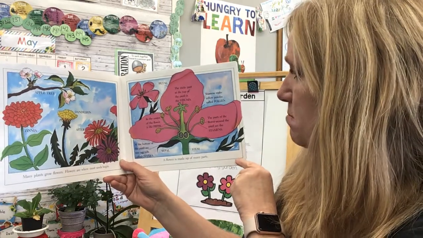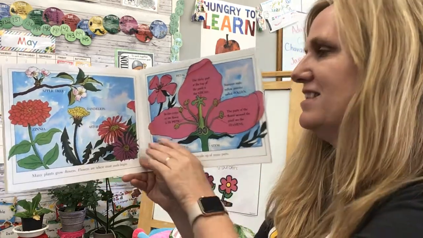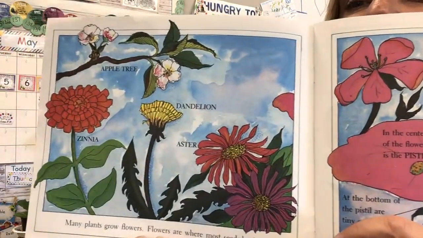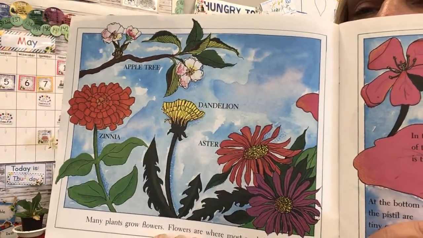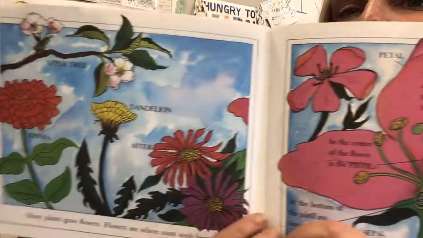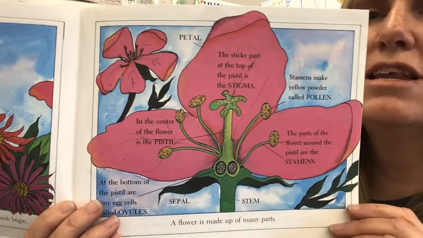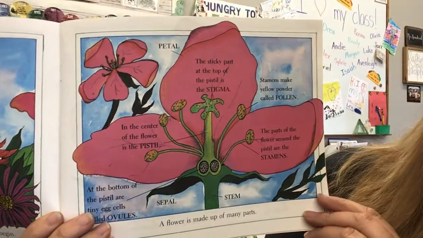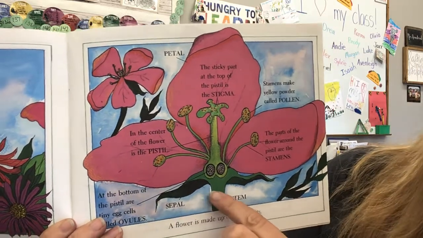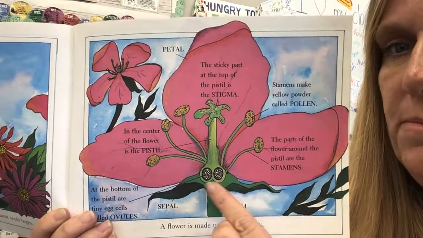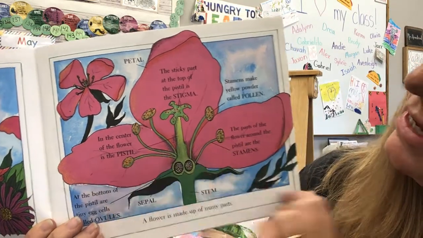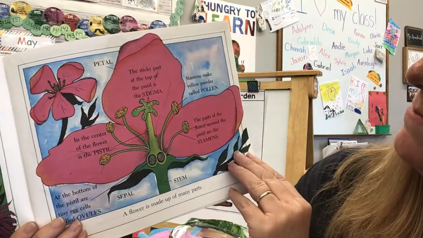A flower is made up of many parts. All right, and look at those there. Zinnias and an apple tree, a dandelion, an aster. And then here it's talking about the different parts of the plant. Down here is something you're familiar with, the stem. Here's the sepal. These ends here are called the stamen.